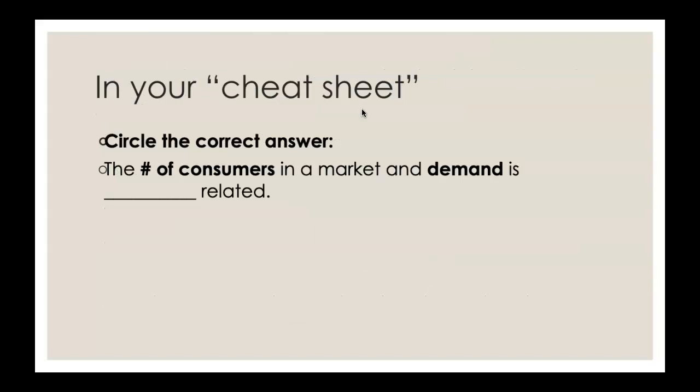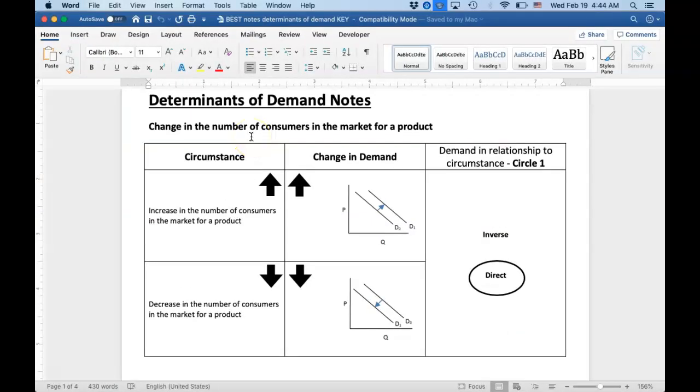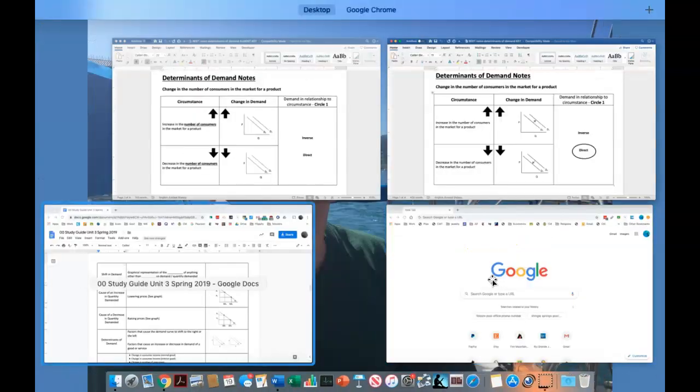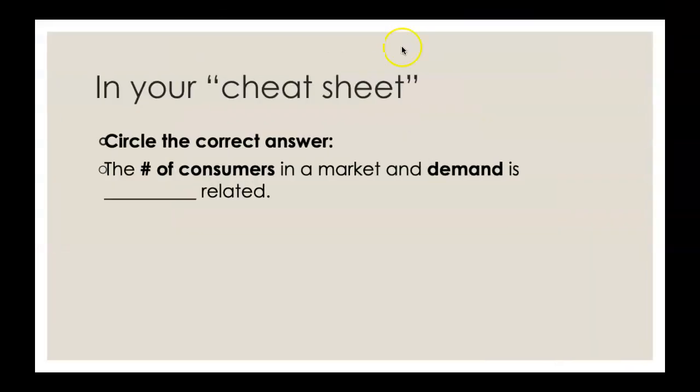Okay, now circle the number of consumers. How is this related? Is this related inversely or directly? If you answered direct, you would be correct. As the number of consumers goes up, the demand increases. As the number of consumers goes down, demand decreases. That's a direct relationship, as opposed to the law of demand, where as prices go up, quantity demanded goes down. That's an inverse relationship, but this is not. This is a direct relationship. All right, next.